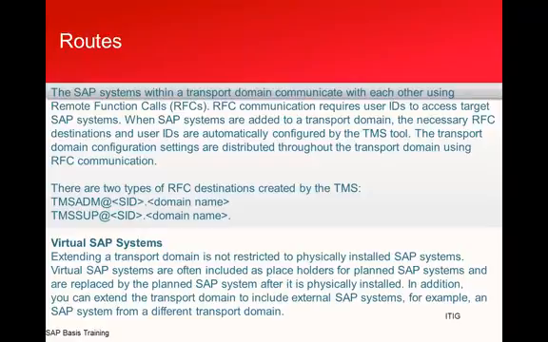When SAP systems are added to a transport domain, the necessary RFC destinations and user IDs are automatically configured by the TMS tool. The transport domain configuration settings are distributed throughout the transport domain using RFC communication. There are two types of RFCs. One is with the user TMSADM at sid.domain name. Another is using TMSSUP at sid.domain name.